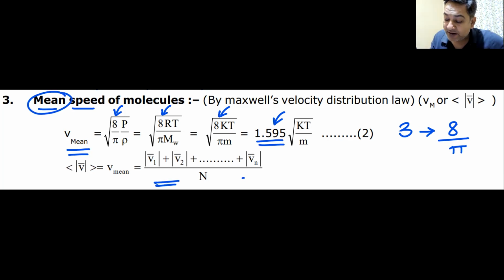This is root over 8 by pi, and this is related to the mean or average speed. And this is how you have calculated the average speed. Remember, I have put the modulus sign here so that this plus and minus gets negated and we have all positive values. Do we understand this? Please note it down so that I can move ahead.